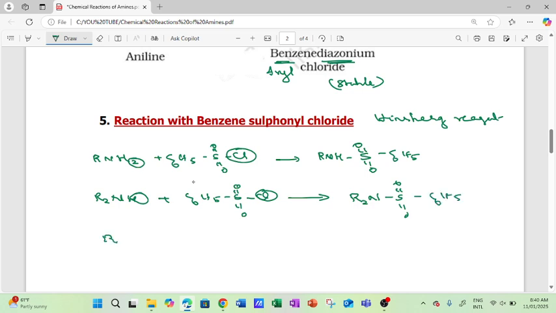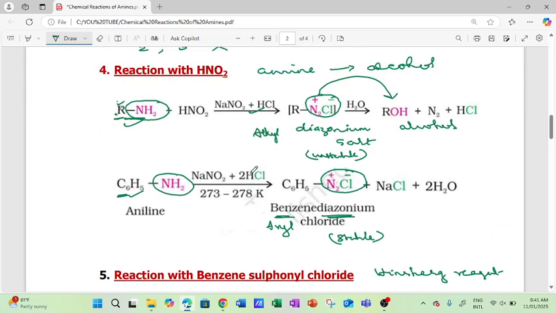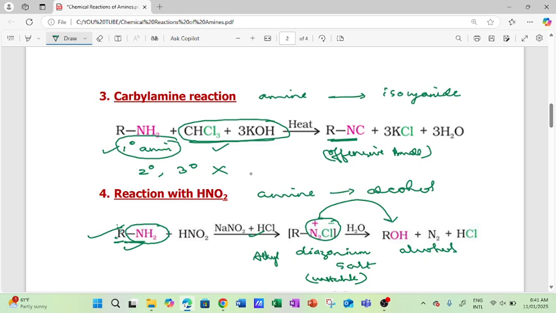But when you take R3N, a tertiary amine, there is no hydrogen atom, so this reaction is not possible for tertiary amine. Another reasoning question: the Hinsberg reagent test is not possible for tertiary amines. Why? Due to the absence of a hydrogen atom attached to the nitrogen atom. It's only for primary and secondary; tertiary, no reaction. So this test is used to distinguish between primary, secondary and tertiary amines. That is the application of the fifth reaction. The fourth reaction is used to distinguish between alkyl amines and aryl amines, and the carbylamine test is used to distinguish between primary, secondary and tertiary.